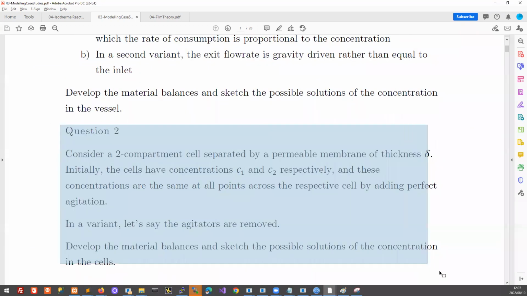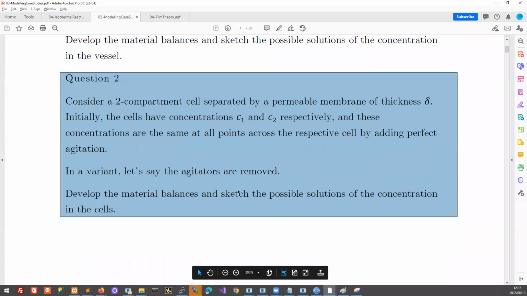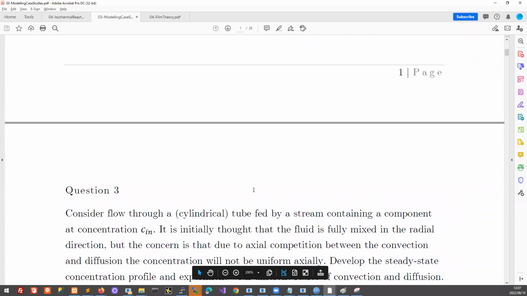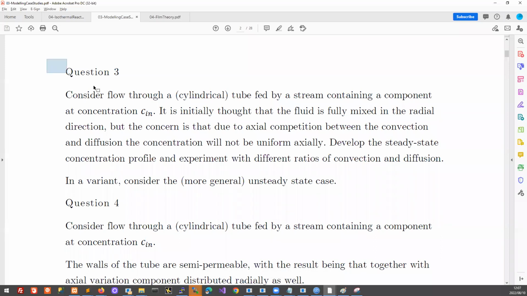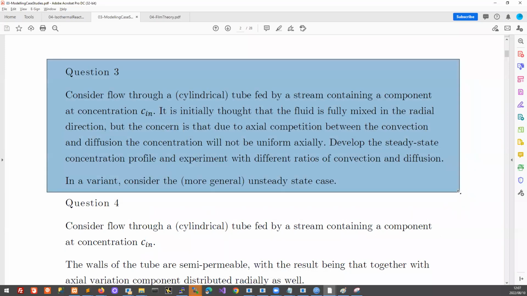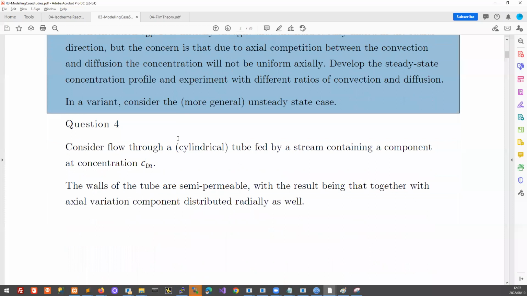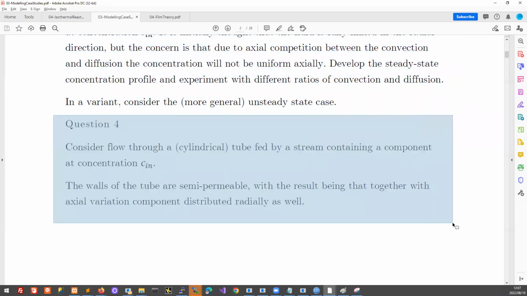This one is the 2-compartment cell. In fact, this we have done already. And then this one is the one where we introduce the flow through the cylindrical tube. Here we don't have reaction. So this one is a bit simpler than what we introduced, but you can start working on this. And this one is a bit more like that reaction example. The walls are permeable in this case. So here you are losing component A. It's quite similar to that other drawing we did.